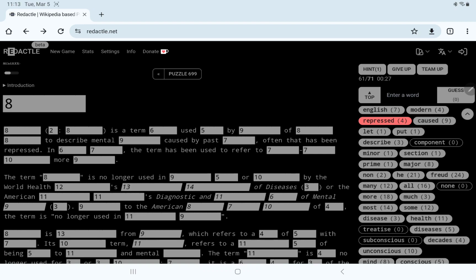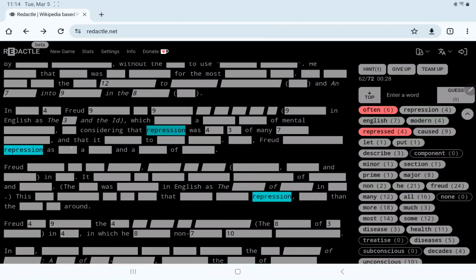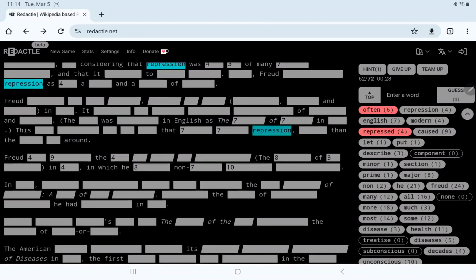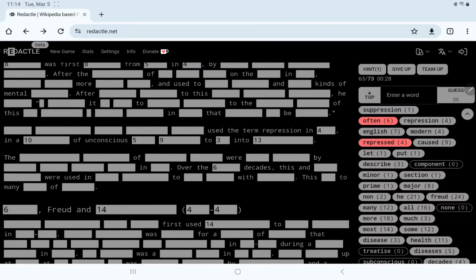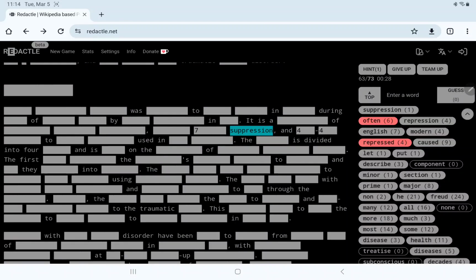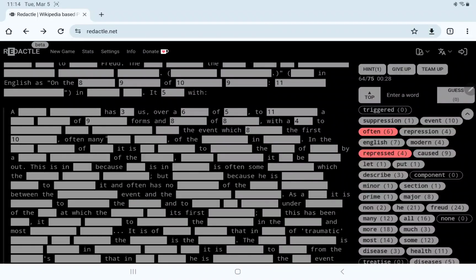So what would you call this? Eight? Something to do with repression, or let's do repression. Four. Okay, considering the repression. There's some other word. How about suppression? Only once. A traumatic event. The event which not triggered, which something the first.